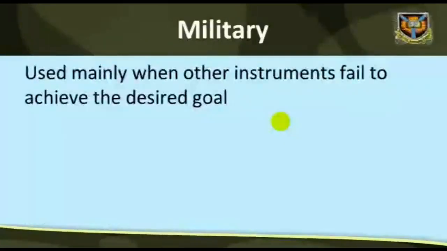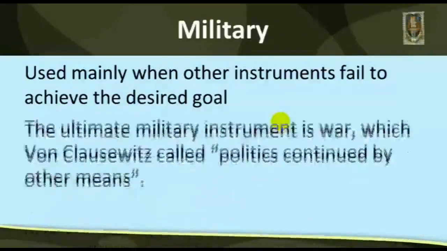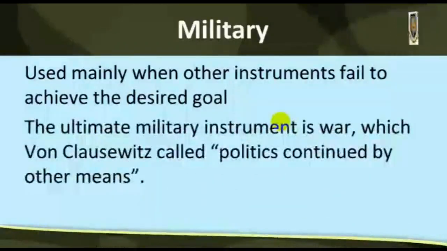Military. Military as an instrument of foreign policy is used mainly when other instruments fail to achieve their desired goal. The ultimate military instrument is war, which von Clausewitz called politics continued by other means.